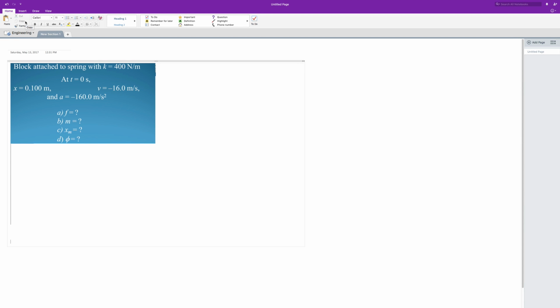Let's do this problem right here. The question is saying the block is attached to a spring with k equal to 400 newton per meter at t equal to 0 seconds, and they have also provided the initial displacement, initial velocity, and initial acceleration. They are asking for the frequency, mass, and the amplitude, also the phi, shift angle. And let's see how we can find it.